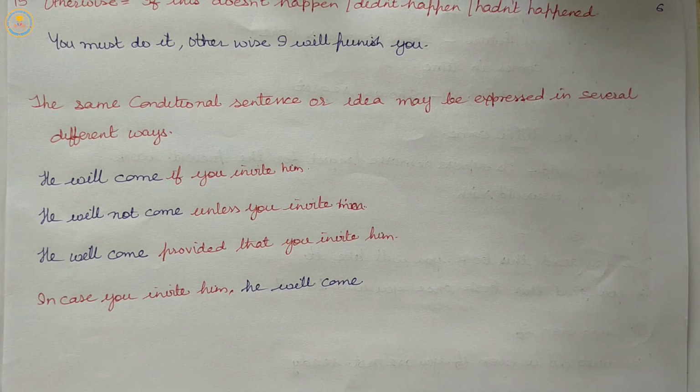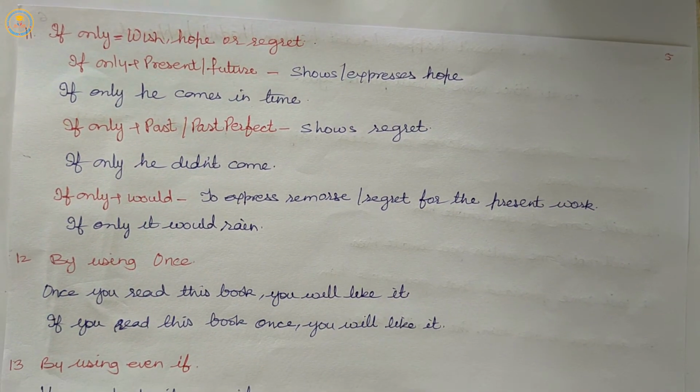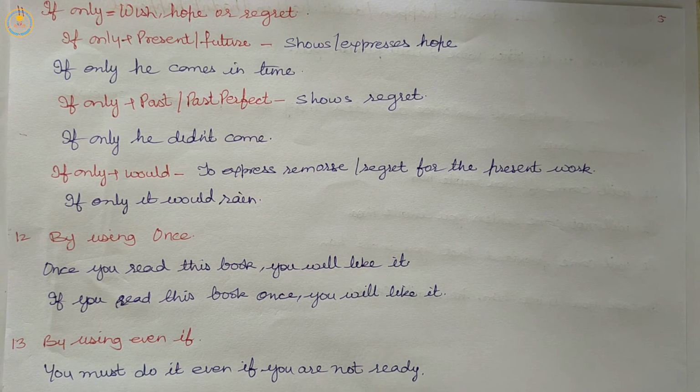So, I hope you have understood whatever we discussed in this topic, different ways of expressing conditions: by using unless, if, should, were, had, conjunctional phrases, participle phrases, provided that, on condition that, so long as, suppose or supposing, whether or if, interrogative sentences, prepositional phrase, but for, and by using if only, once, even if, let, and otherwise.